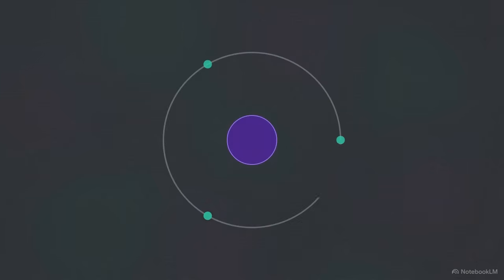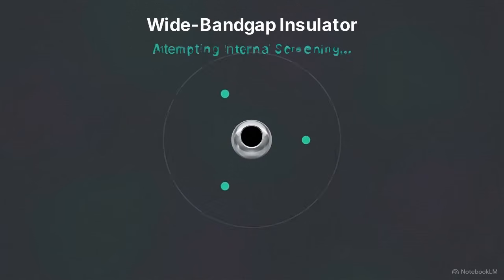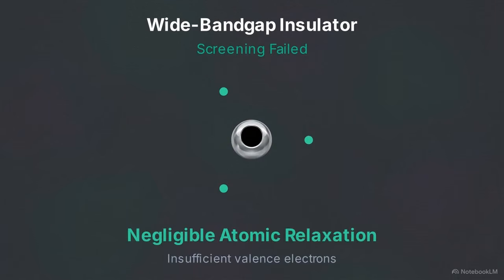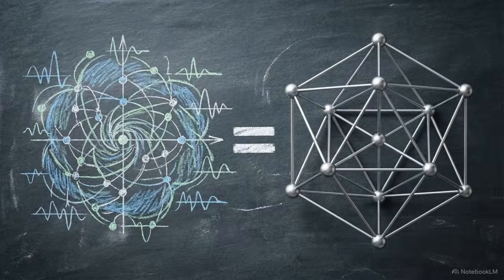In wide bandgap insulators like alumina, the aluminum atom lacks a high density of valence electrons to neutralize the core hole internally, making internal relaxation negligible. Because internal relaxation is near zero, the shift in the Auger parameter is a direct measurement of the relaxation provided by the local neighborhood. We must determine if this quantum screening can be modeled using a classical mathematical framework.